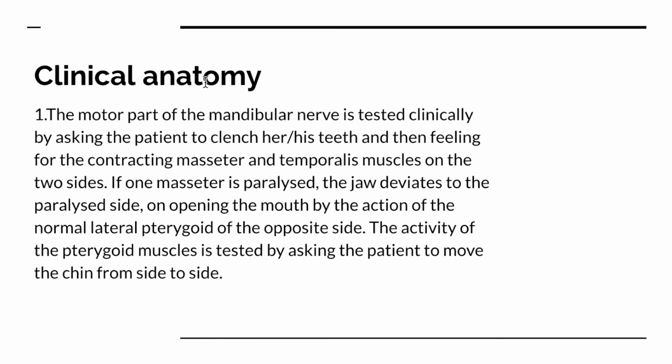Coming to the clinical anatomy related to the anterior division, the motor part of the mandibular nerve is tested clinically by asking the patient to clench her or his teeth and then feeling for the contracting masseter and temporalis muscle on the two sides. If one masseter is paralyzed, the jaw deviates to the paralyzed side on opening the mouth by the action of the normal lateral pterygoid of the opposite side. The activity of the pterygoid muscles is tested by asking the patient to move the chin from side to side. So these are the functional tests for testing masseter and the temporalis muscle.